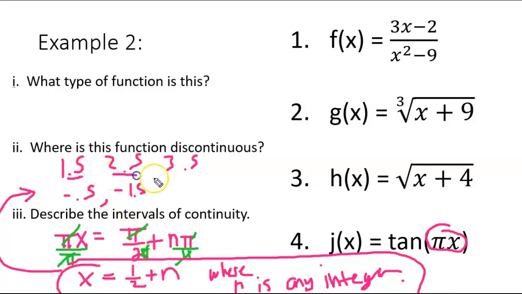All of these places are places where the tangent function would have a vertical asymptote, and it would be discontinuous at that point. Now, you don't need to write these as your answer because it's infinite. It never stops going. So we write our answer like this. We say the tangent function has a discontinuity at x equals 1/2 plus n, where n is any integer. And that represents all the possible answers.